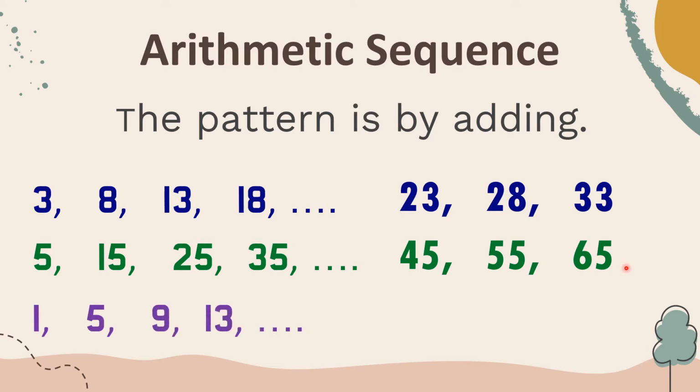How about the third example? 1, 5, 9, and 13. The first term, that is 1. So let us see how to get 5. We need to add 4. To get 9, add 4. To get 13, we need to add 4. So it means 13 plus 4, that is 17. Plus 4, that is 21. Plus 4, that is 25.